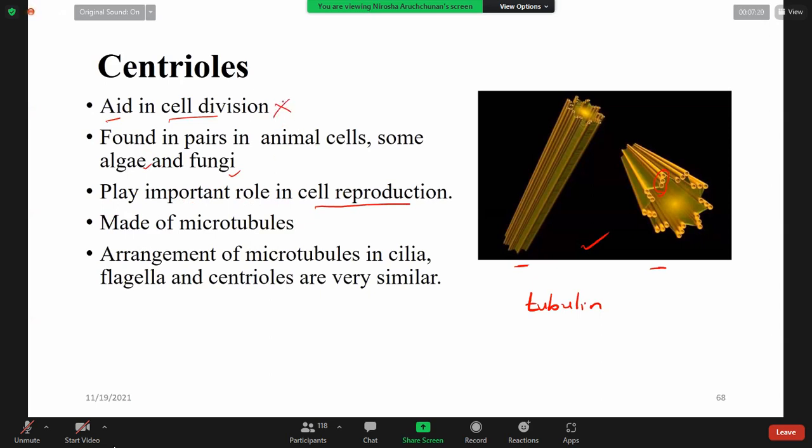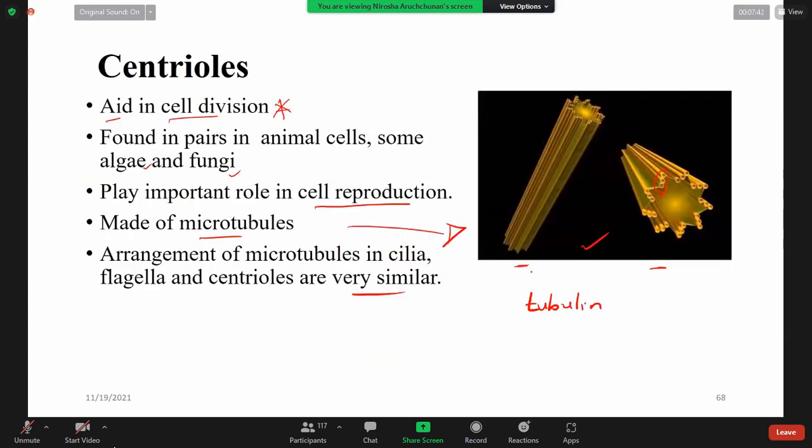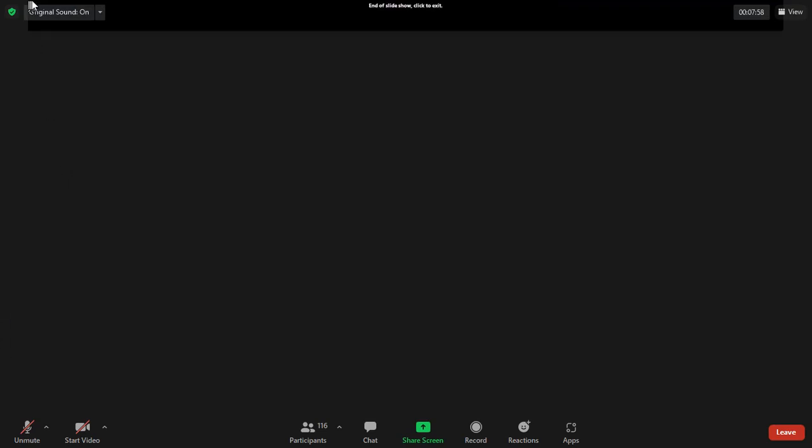This is what we are going to discuss further. They are made up of microtubules, and we know how the structure is, right? The arrangement of microtubules in cilia, flagella and centrioles is very similar. We already discussed how the structure is here and here, right? So that's all regarding the cell organelles. We have completed the discussion of the cell organelles, and we will move into the next chapter.